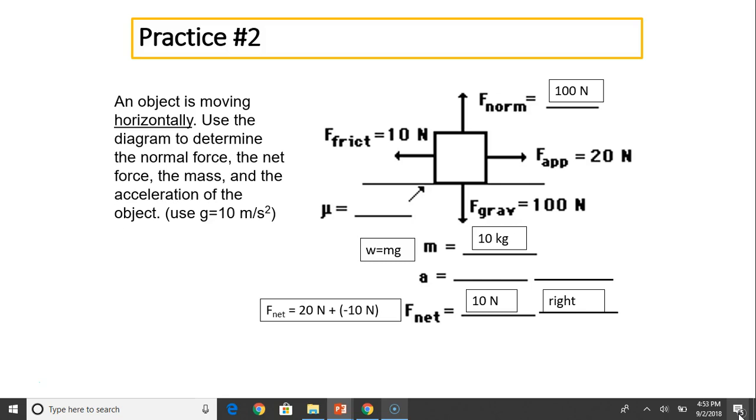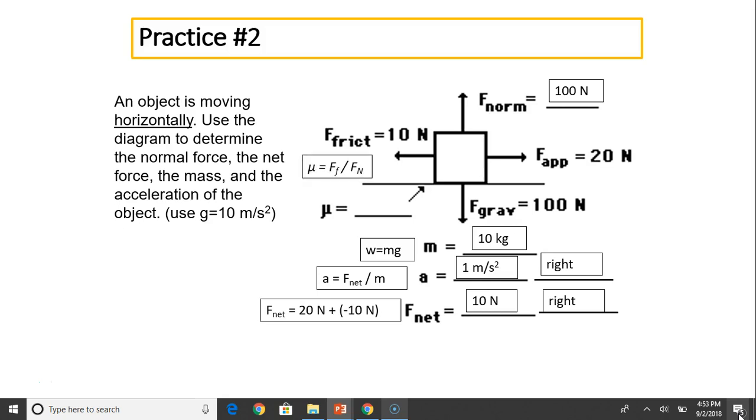Next, if you know the net force and you know the mass, you can figure out acceleration using the equation net force over mass. 10 divided by 10 gives you 1. The direction of acceleration is the same as the net force, so it's 1 meter per second squared to the right.